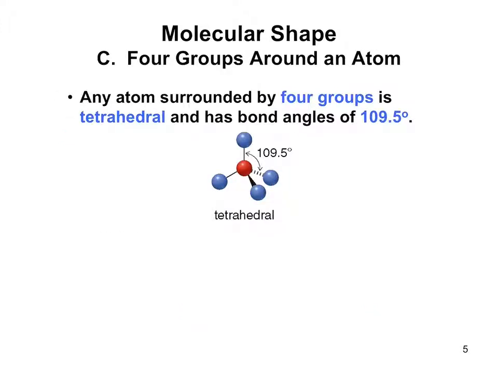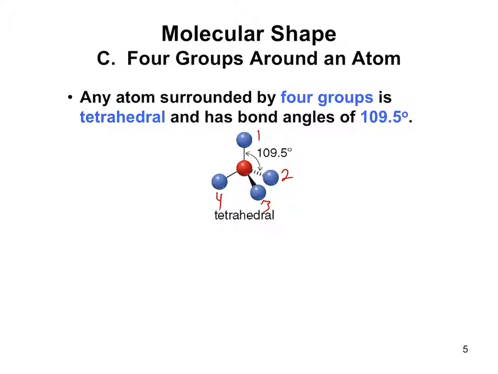Let's look at a third example. So in this case, we have 4 groups, so we can just count 1, 2, 3, 4. So that's what you'll be doing as a first step. You might need to draw the Lewis structure, but then you count the groups, and once you have the groups, then you can correlate that with a name for the shape and a bond angle.